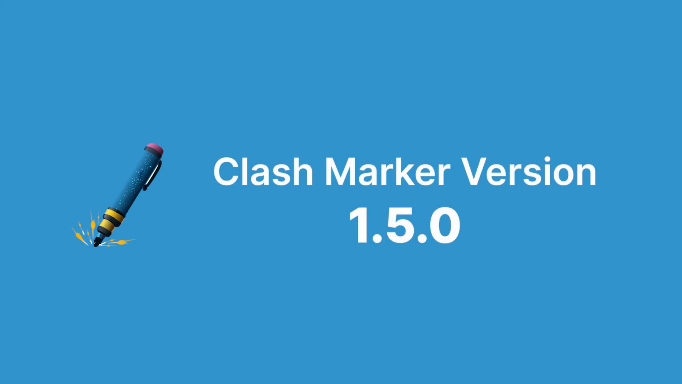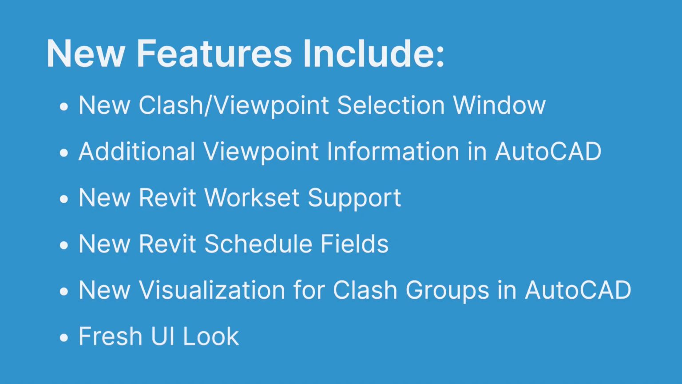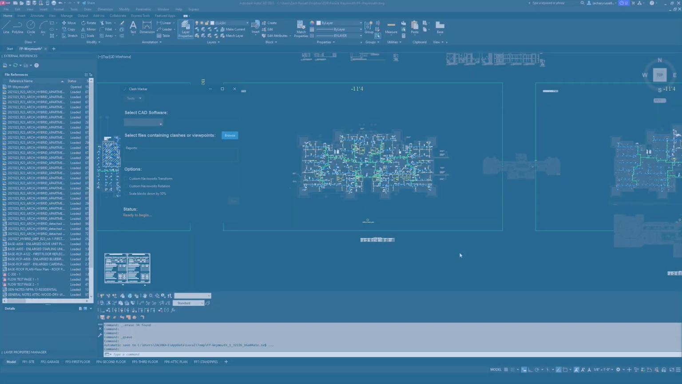Today we're happy to announce the 1.5 update for ClashMarker. This update has a lot of great new features and revamps for some old ones as well. This update really steps up the ClashMarker software as a whole and improves the experience for all of you. So let's get right into what has changed.